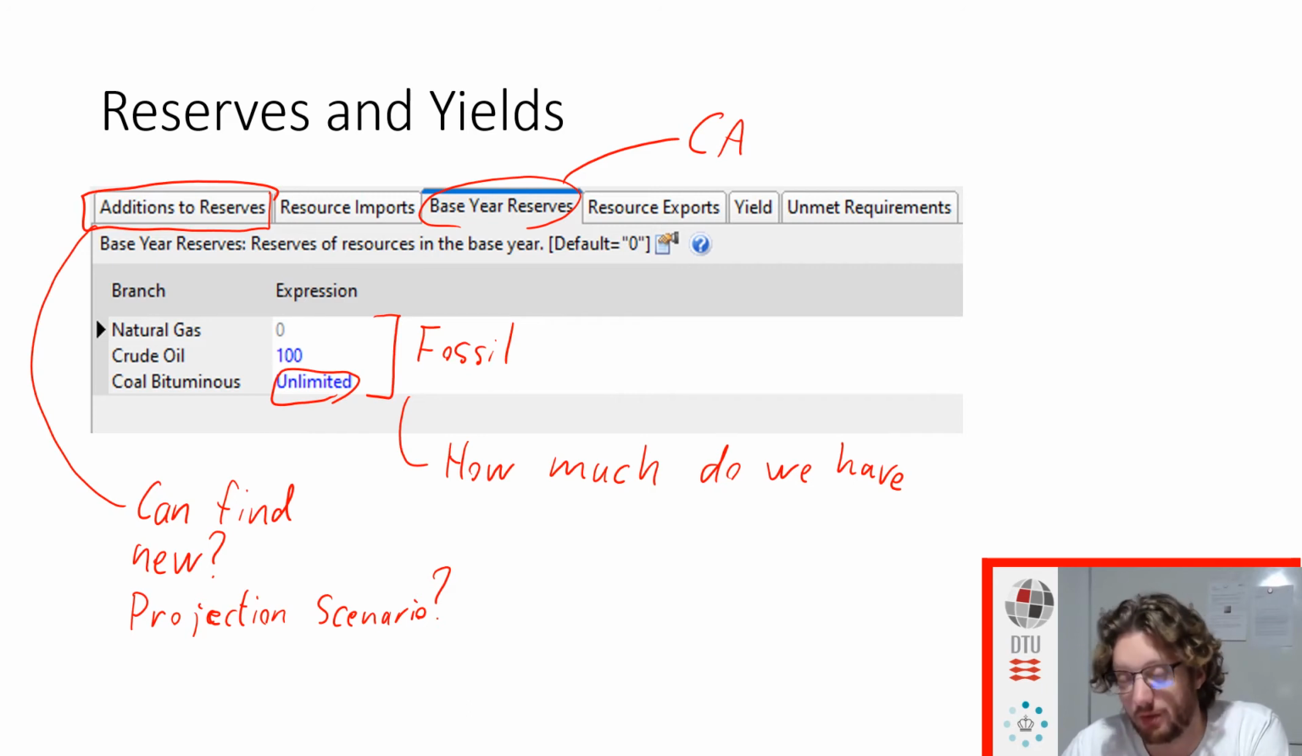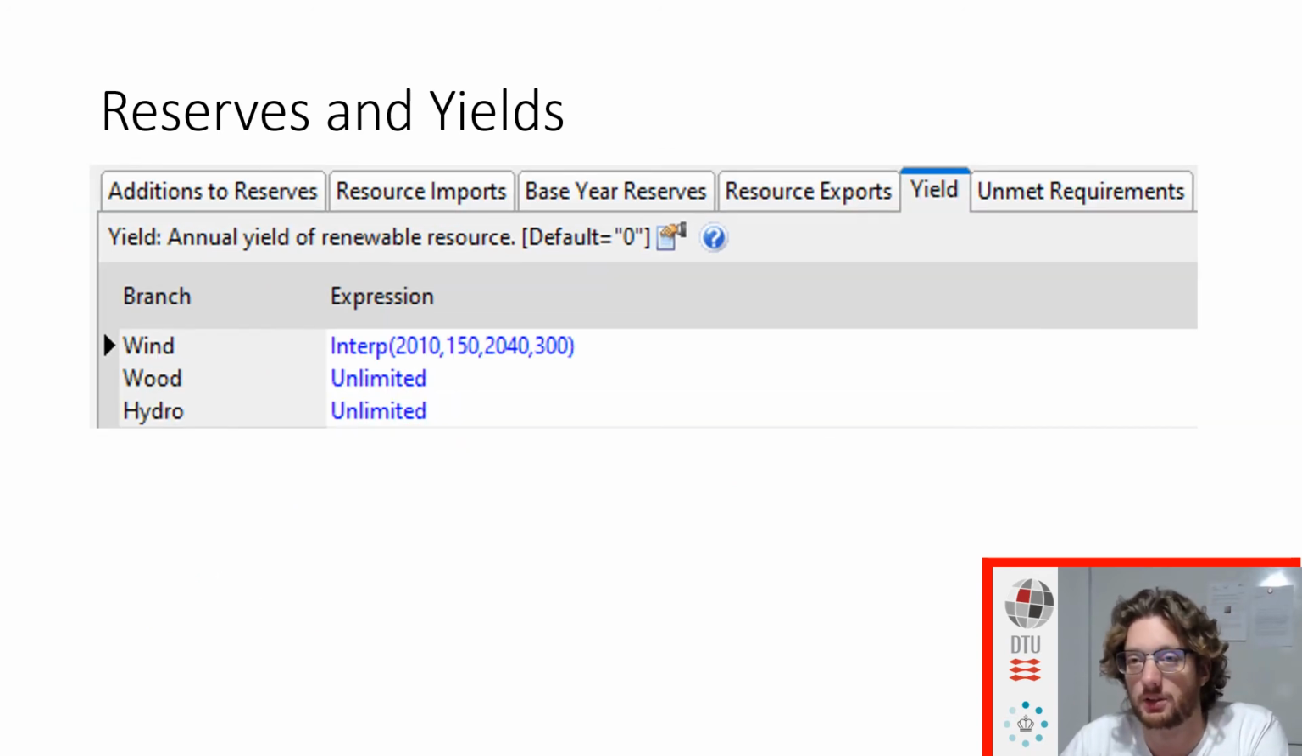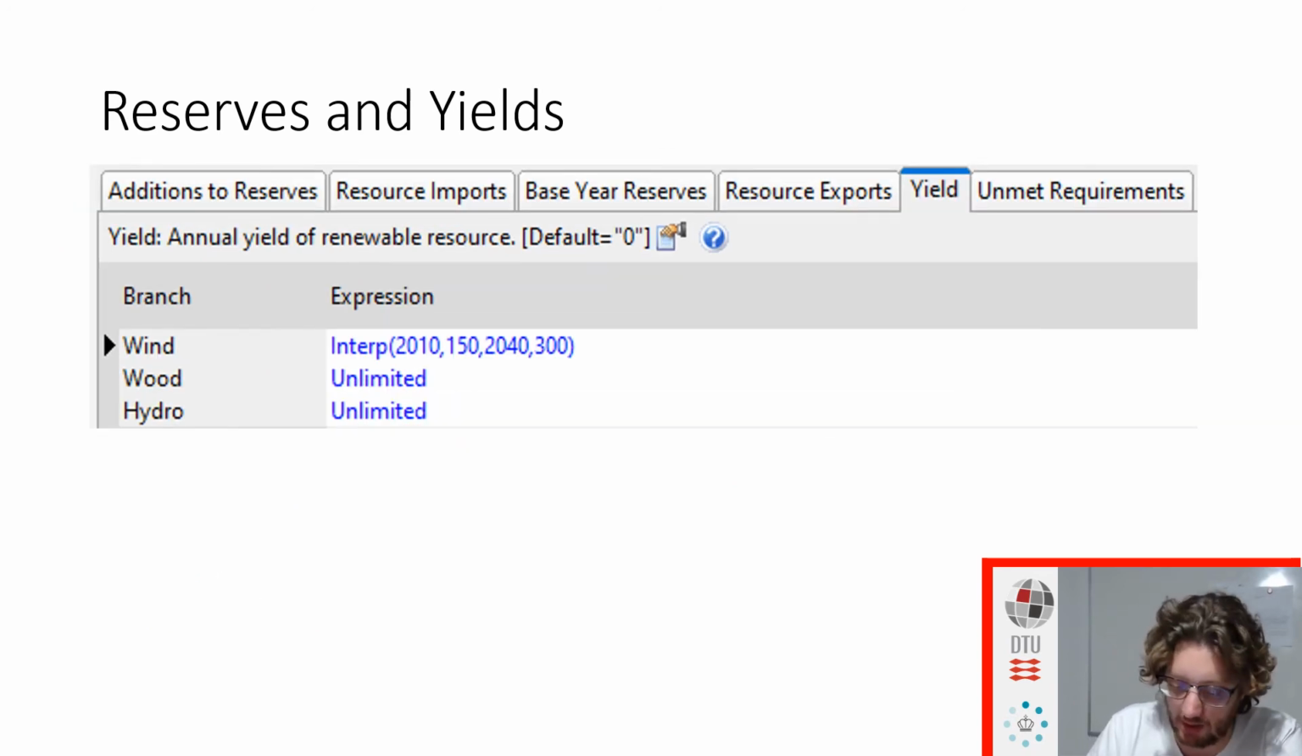Now, if you want to talk a little bit more about our greener fuels, we instead have to talk about yield. So you can see this is for our non-fossil or renewable energy sources.